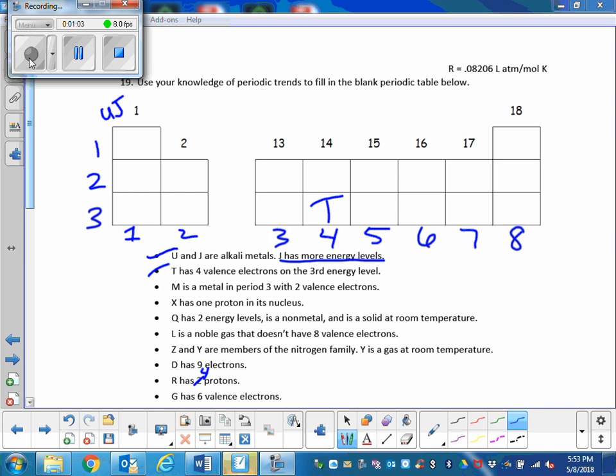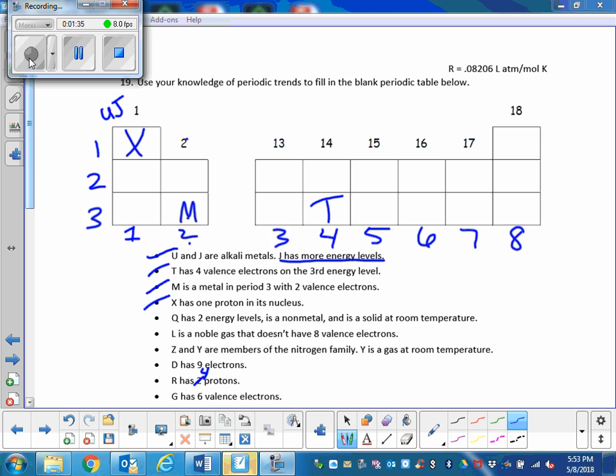Next we have M is a metal in period 3 with 2 valence electrons. So M is going to be in period 3 and 2 valence electrons, so M is going to fall in this block. X is going to only have 1 proton in its nucleus, so hydrogen has only 1 proton in its nucleus. Q has 2 energy levels, is a nonmetal and a solid at room temperature.